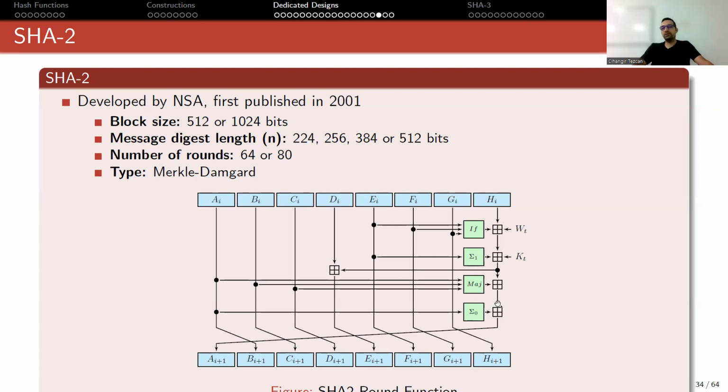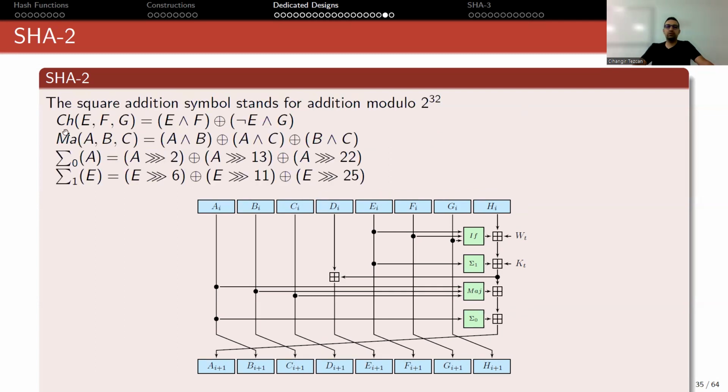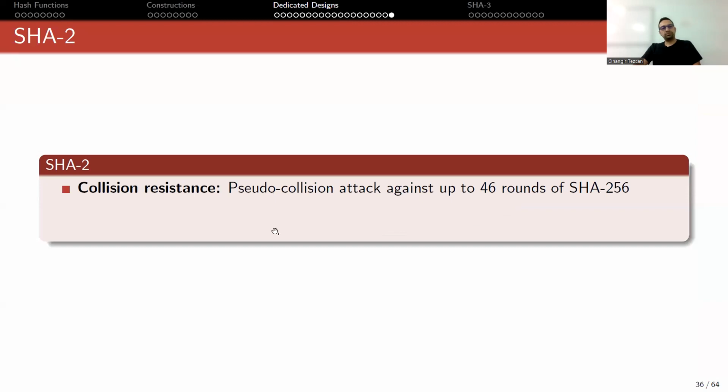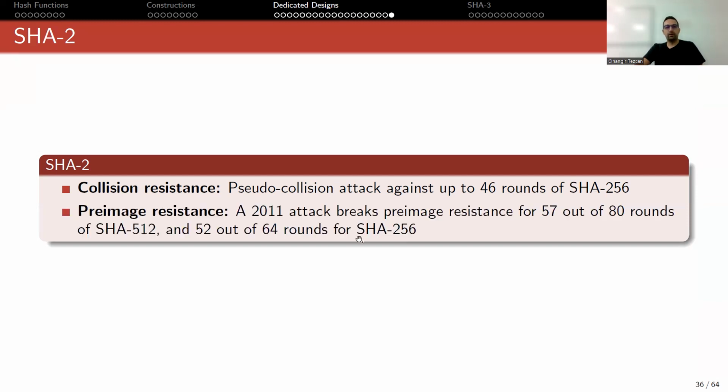Now we have more functions, majority function here, sigma 0, sigma 1, etc. But again, they are logical operations like this. Sigma 0 and sigma 1 are actually just rotation and XOR. And these are very similar to the ones we had for MD4, MD5, and SHA-1, okay? So for collision resistance, nobody could come up with a full attack, but there were some pseudo-collision attacks against 46 rounds of SHA-256 out of 64.